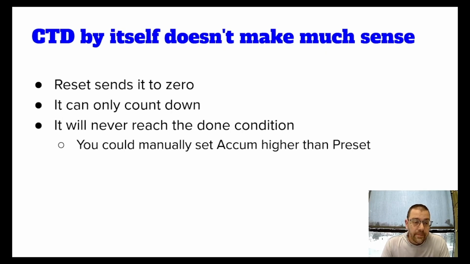Like I've said, CTD by itself doesn't make a lot of sense in that when you reset it, it goes to 0, and from there it can only count down. It can go negative, but it can only keep counting down. So if a CTD were operating by itself, nothing would cause it to ever reach the done condition unless you were to manually set the accumulated value higher than the preset.